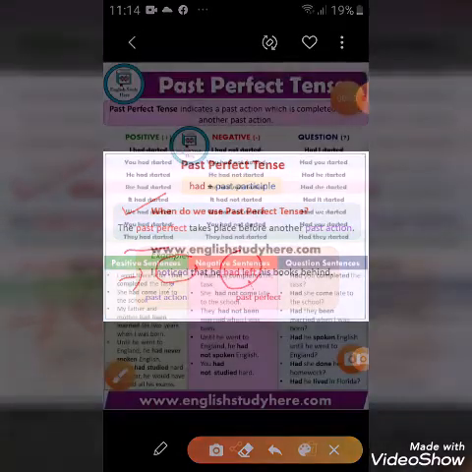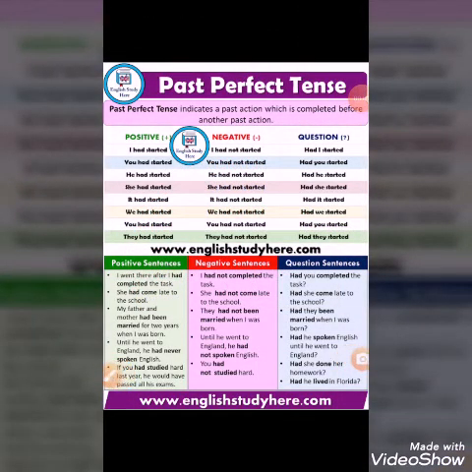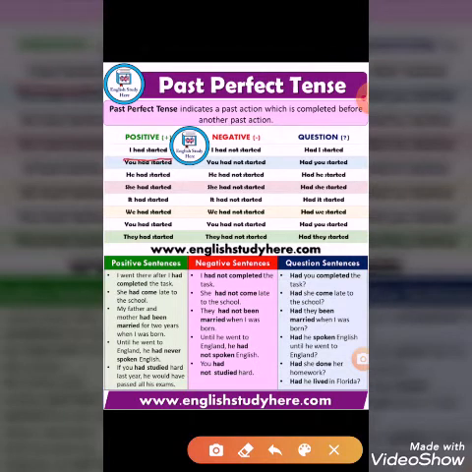To form a sentence we have three kinds of sentences: number 1 positive sentence, number 2 negative sentence, and number 3 interrogative sentence. Let's come towards the positive sentence. Positive means the previous one according to the formula: subject plus had plus third form of the verb and object. Here we have the first one, I had started. So this is a positive sentence.